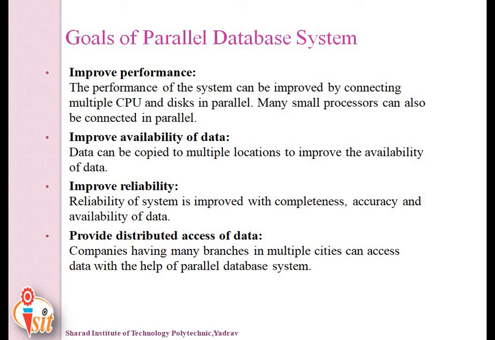The third goal is improve reliability. Reliability of the system is improved with completeness, accuracy, and availability of data. And the last goal is to provide distributed access of data, in which companies having many branches in multiple cities can access data with the help of a parallel database system. These are the different goals of parallel database system.